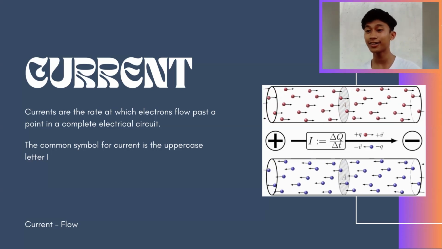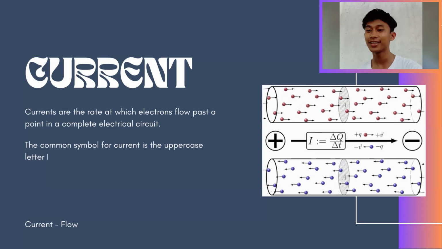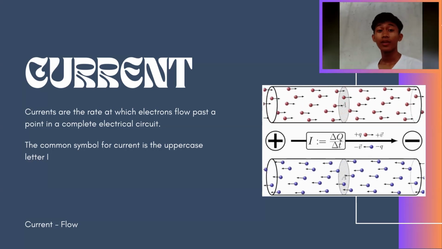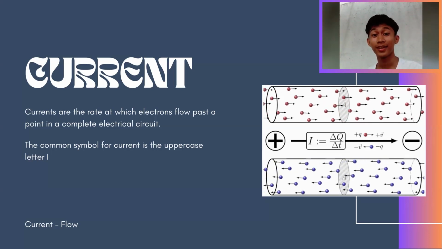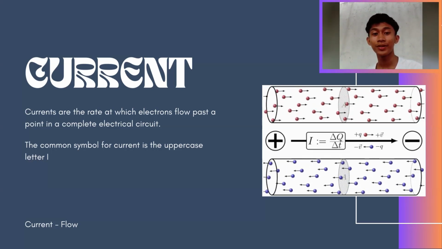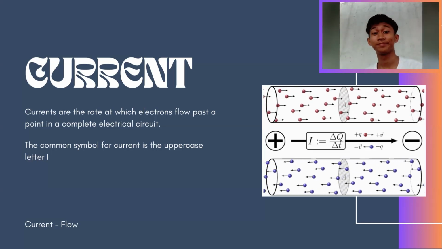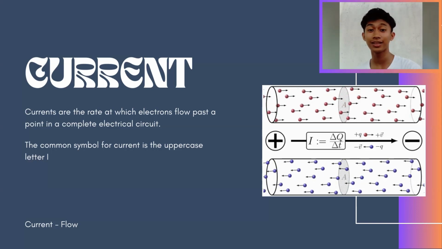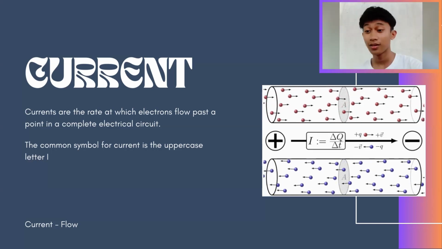So, what is current? Current is the rate at which electrons flow past a point in a complete electrical circuit. The common symbol for current is the upper letter I. So, what do you think the symbol for the ampere? That's right. This is the uppercase letter I or the capital I. So, mahirap siya, no? Mahirap siyang i-understand at first sight. So, in order for us to understand, we must build analogy in that concept.